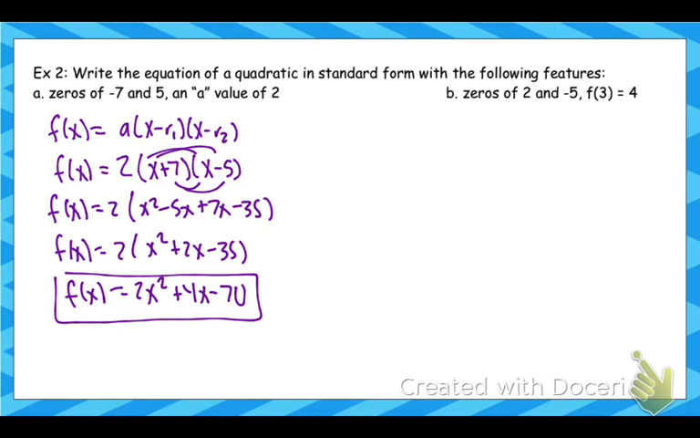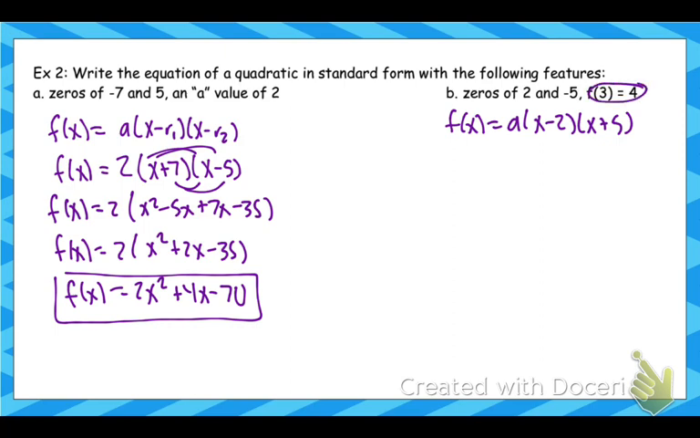All right, let's try another. So pretty similar start. It gives us the zeros. So even though we're not writing our final answer in root form, we can use root form to help us get our final answer. So this is going to be a times x minus 2 and x plus 5. Now this time we don't know what a is.